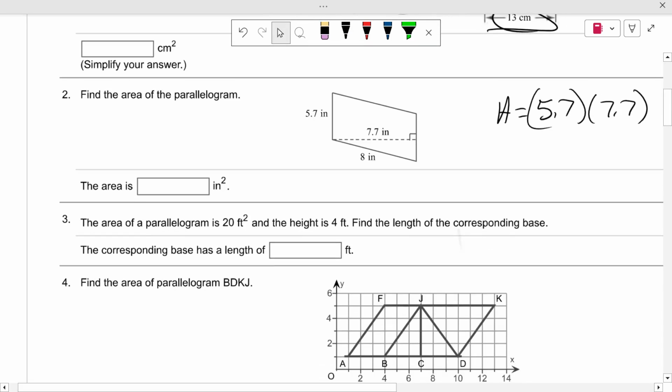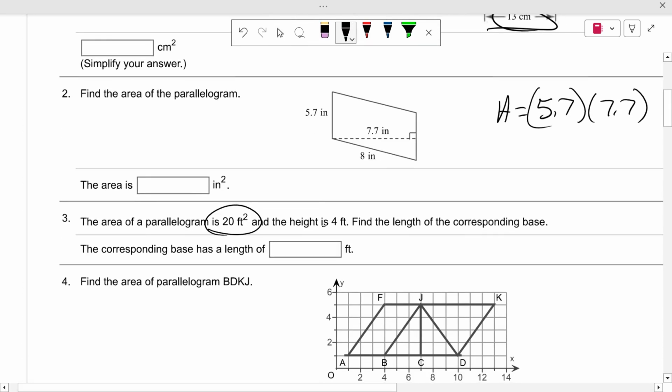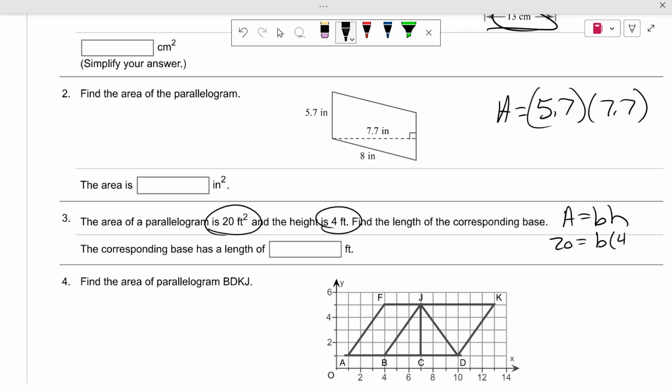All right. If the area of a parallelogram is this and the height is 4, what's the base? Well, area equals base times height. So 20 equals b times 4. What times 4 is 20? 5. 5 times 4 is 20.